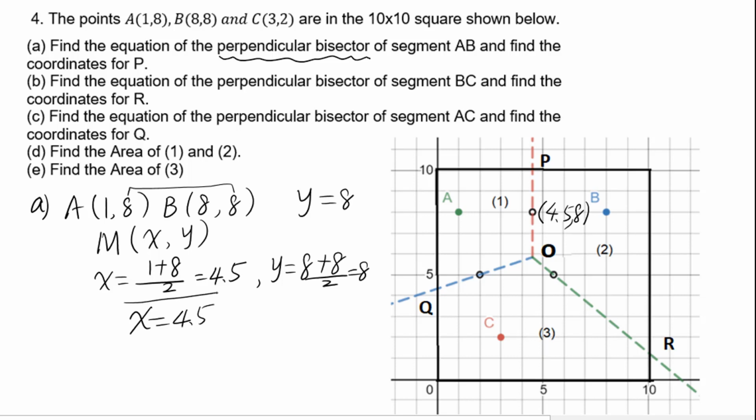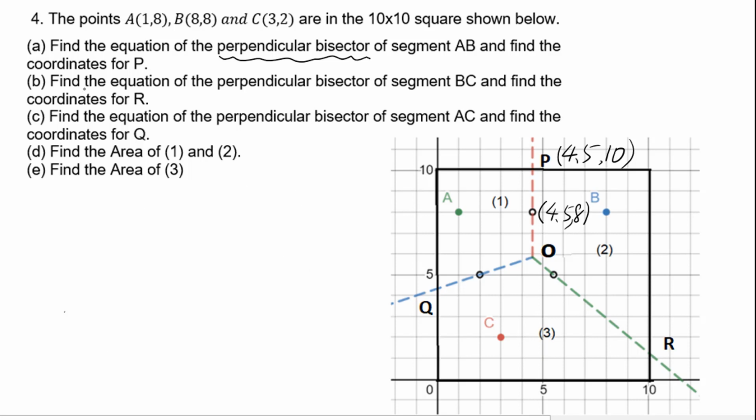It's a vertical line. Then try to find the coordinate for P. The x coordinate is 4.5. The y coordinate, you could say this is a 10. So we have (4.5, 10) as the coordinate for P.